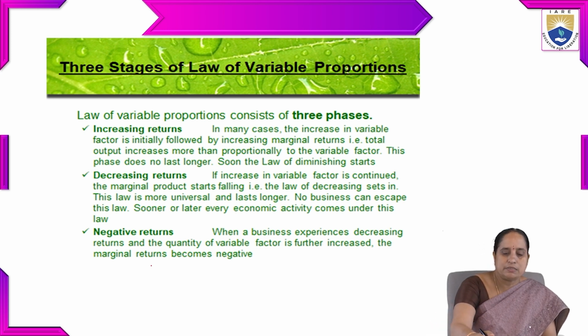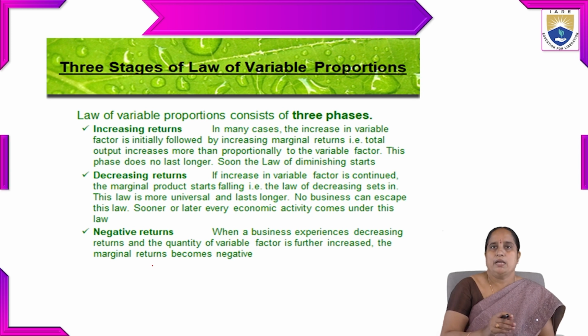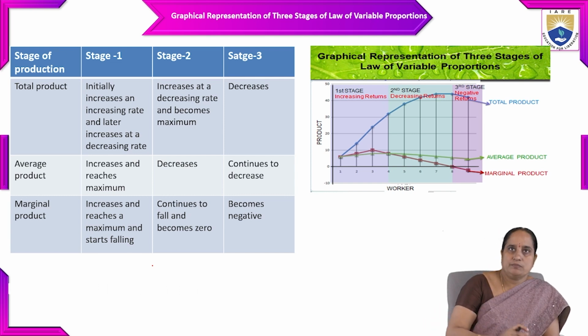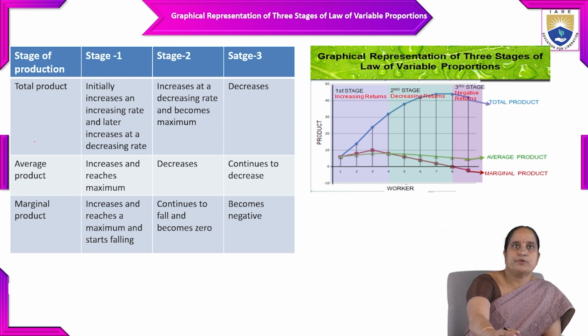Then, the third phase is negative returns. When a business experiences decreasing returns and the quantity of the variable factor is further increased, the marginal returns become negative. The same thing we have projected in this table, a graphical representation of the three stages of the law of variable proportions that we can see here. The stages of production: stage 1, stage 2 and stage 3.